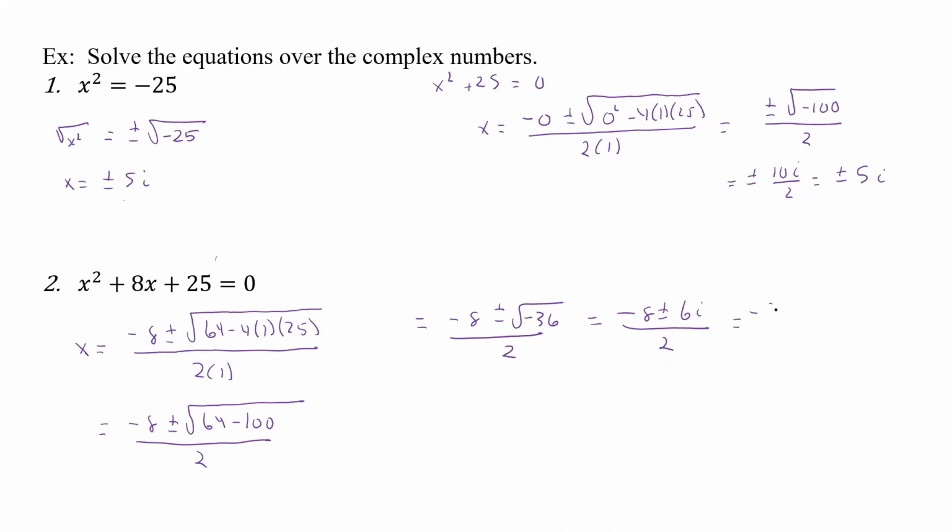And so it's going to be negative 8 over 2 plus or minus 6i over 2. So it's going to be negative 4 plus or minus 3i. And so that then would be our answer for what x is equal to. Okay.